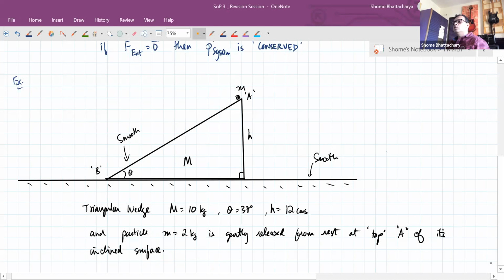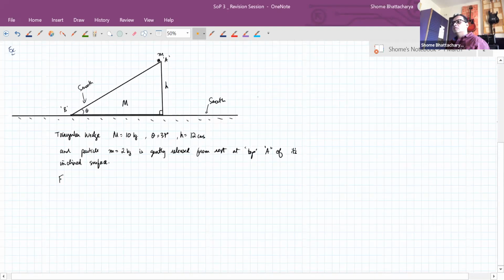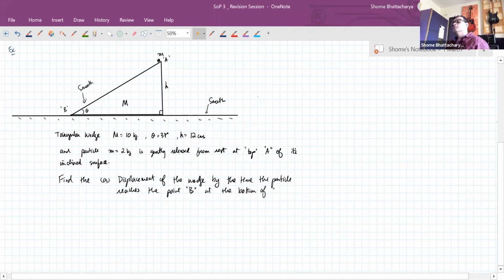What we have to do is, first of all, find the displacement of the wedge by the time the particle reaches point B at the bottom of the inclined plane. And we have to find the speed of the wedge at the time when the particle is at B.